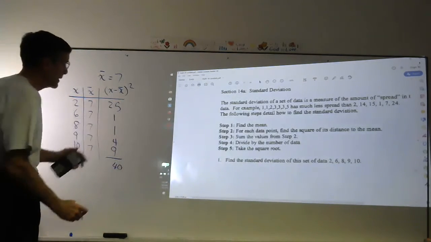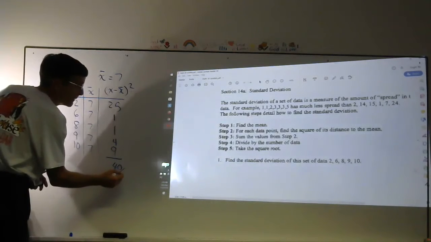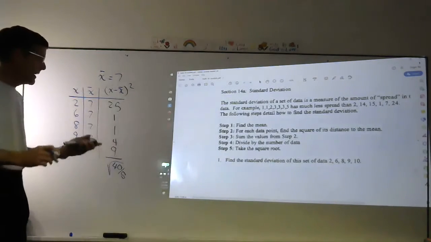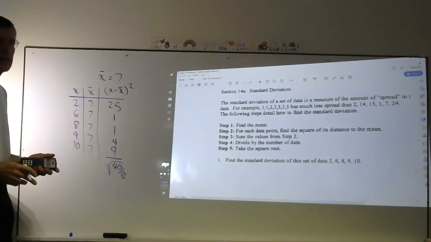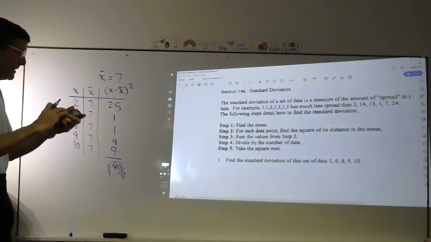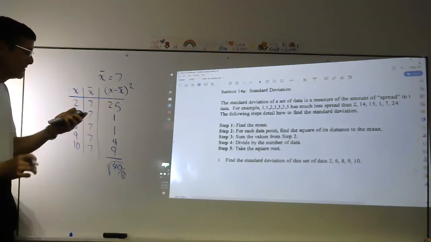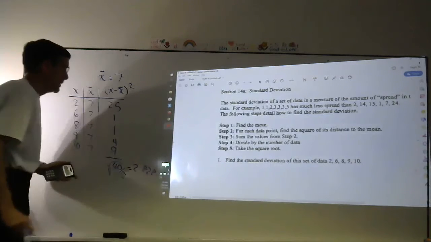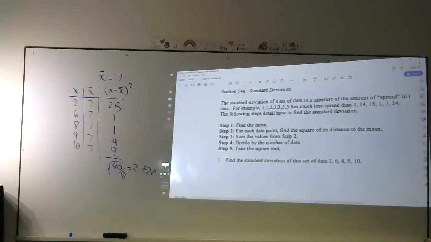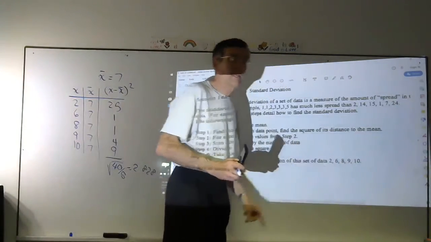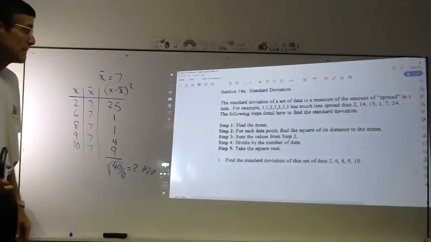Okay? Divide by the number of data. There are 5 data. And then take the square root. Okay, so that should be 8. 40 divided by 5 is 8. I think the square root is 2.828. Let me double check that. Square root of 8 is 2.828, right. There we are. That is the standard deviation. That is the measure of the amount of variation in this data, 2.828. Okay?